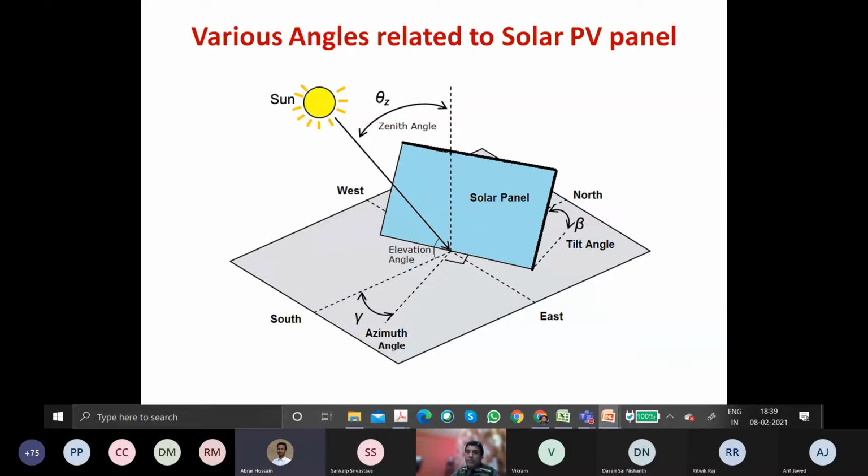What will happen? How will you arrange them? Suppose material A has 1.5 electron volt, material B has 1.3 electron volt, and material C has 1 electron volt. Suppose you have to make a cascading of these three. What should be your order from the top?